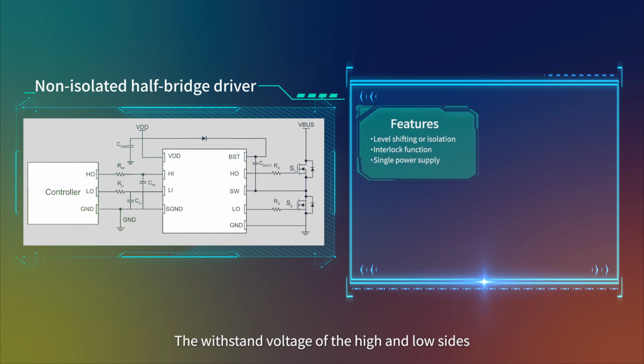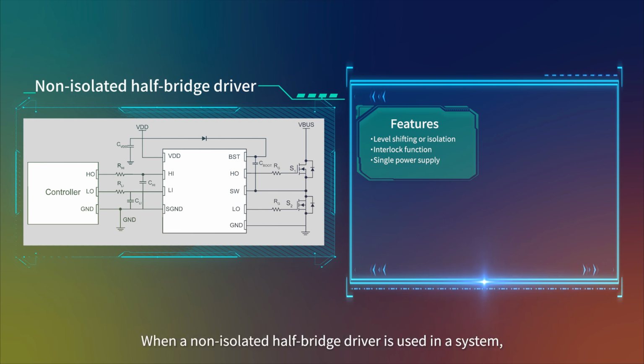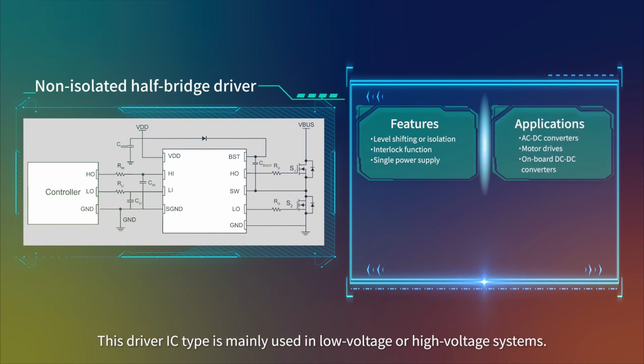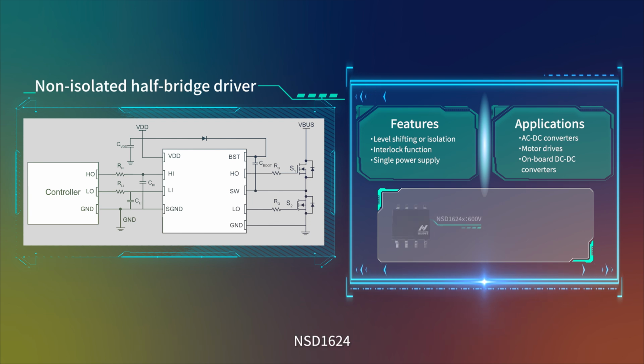The withstand voltage of the high and low sides is usually achieved through level shifting or isolation, ranging from 200 volts to 600 volts. To prevent shoot-through, half-bridge drivers provide an interlocked function. When a non-isolated half-bridge driver is used in the system, single power supply plus bootstrap power is typically adopted. This driver IC type is mainly used in low-voltage or high-voltage systems. Currently, the half-bridge driver ICs from NOVOSENSE include NSD1624 and NSD1224.